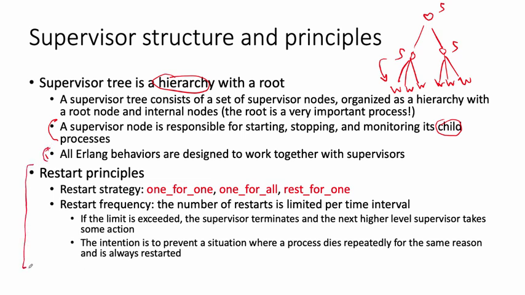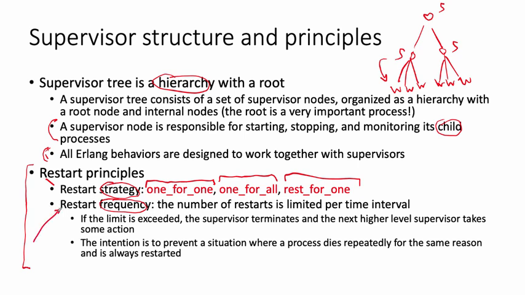So there are the basic restart principles. First of all, there's the restart strategy, and then the restart frequency. The two important restart strategies are one for one and one for all. There's also a third one called rest for one. I'll explain a little bit how they work. One for one means if all the processes are doing independent work, and one of them fails, you just restart it. One for all means they're actually working together, like they're all linked. If one of them fails, they all have to be restarted. And rest for one means that there's some kind of a chain. If one of them fails, some of them have to be restarted, but not all.